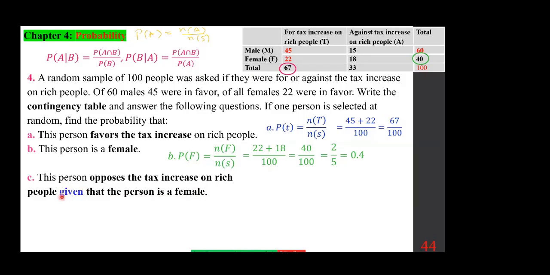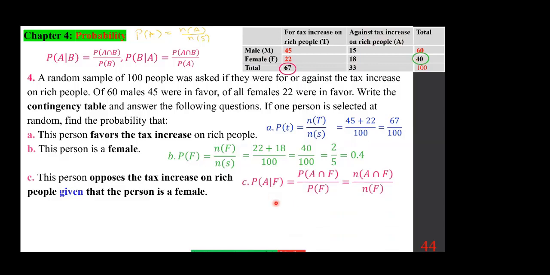The moment you see given, the total sample space of 100 is gone and it's now smaller. So right after given that the person is a female, that is your new sample space. That means your new sample space only has 40 members or subjects. That means that's the denominator. Out of those 40, so this is the group you're dealing with, given, so you're for sure dealing with females. This person opposes the tax increase. So we are here, the denominator is 40. What is the numerator? Against, 18 out of 40. Or we can stick with the formula.